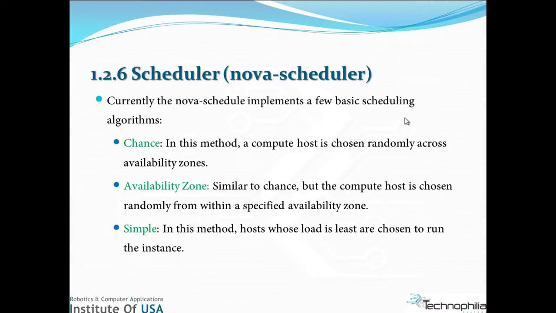Now the last subcomponent of Nova is Scheduler, also known as Nova Scheduler. Currently the Nova Scheduler implements a few basic scheduling algorithms. First is chance. What it does is it chooses the compute host randomly across availability zones. Second is availability zone, similar to chance, but the compute host is chosen randomly from within a specified availability zone.